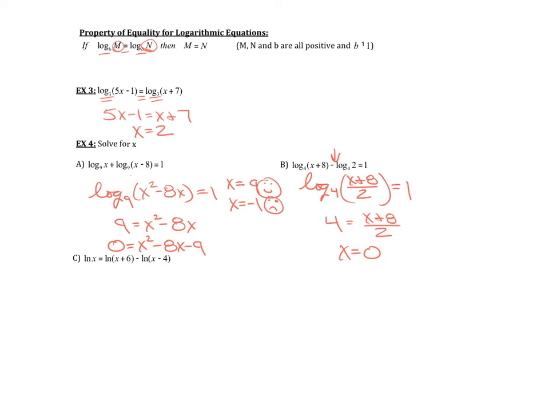Now, x can be 0 because when you plug 0 in here, you are still taking the log of a positive argument. Part C. This problem is a little bit different. We are using natural logs instead of regular logs. The approach, however, is still the same. Remember, natural log is the same as log base e. We are subtracting here, so that is the same as division.